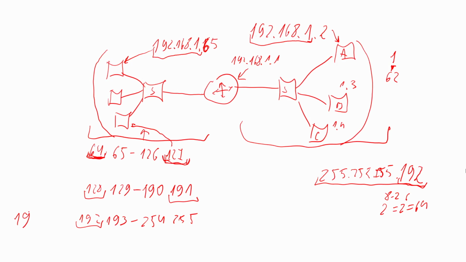If we write the full IP address, it looks like this. This indicates the network itself, and 192.168.1.193. This IP address can be given to a network device. Okay, is it clear for you?